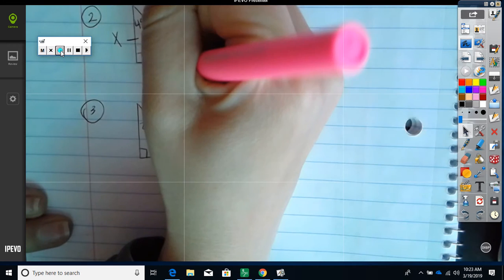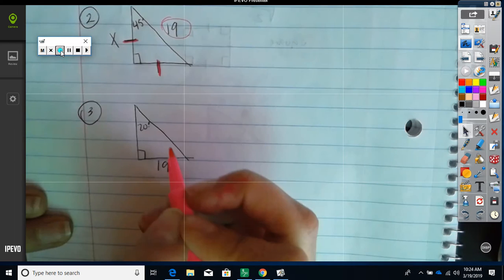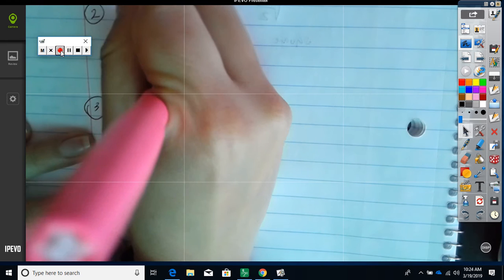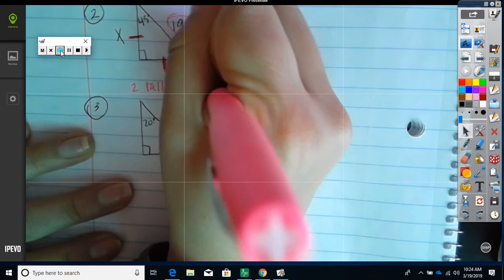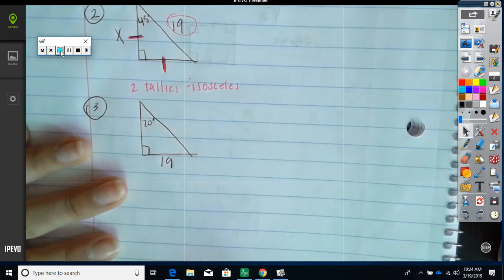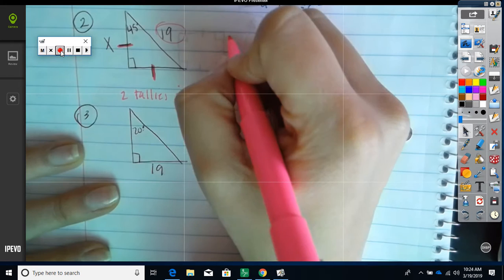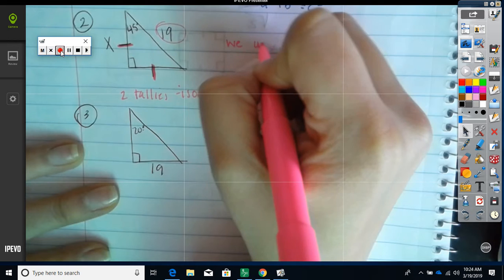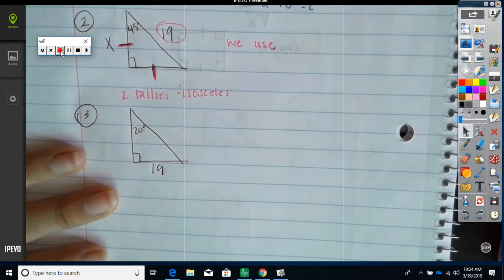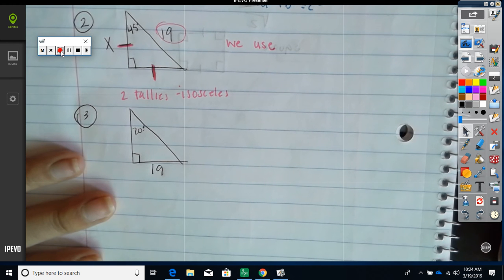Exactly, the tallies. When you have two tallies, what kind of triangle is that? Exactly, it's isosceles. So what do you use on this one? What are we going to use? When you have two tallies and it's isosceles right, what can you use? Which is called the what?